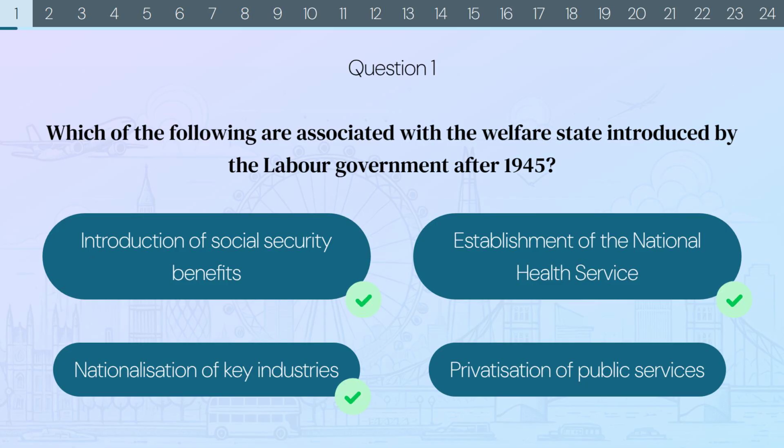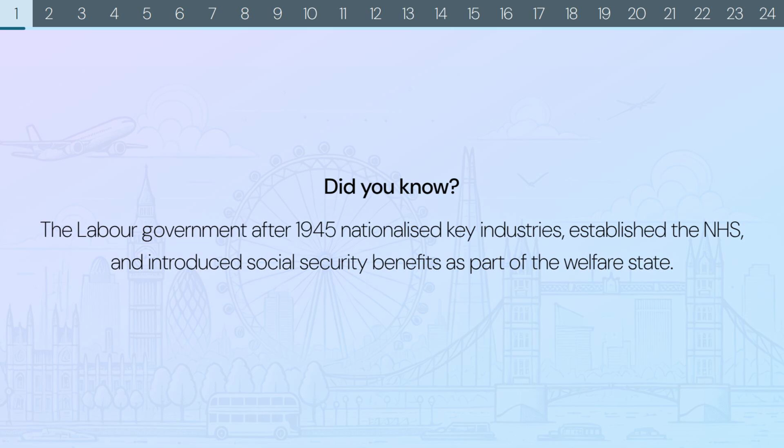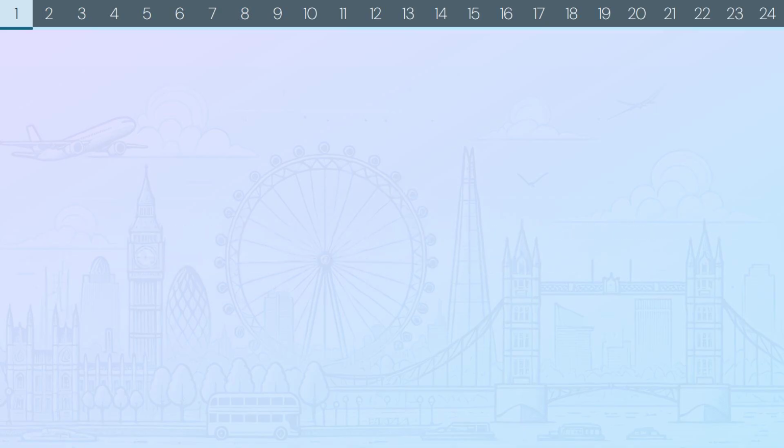The correct answers are Introduction of Social Security benefits, Establishment of the National Health Service, and nationalisation of key industries. Did you know, the Labour government after 1945 nationalised key industries, established the NHS, and introduced Social Security benefits as part of the welfare state?